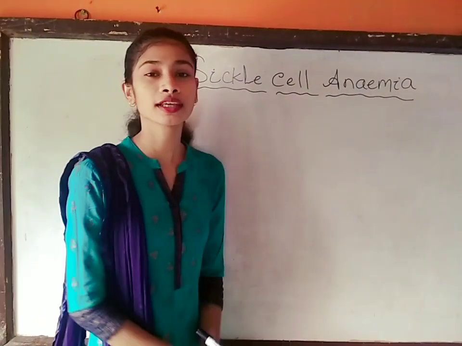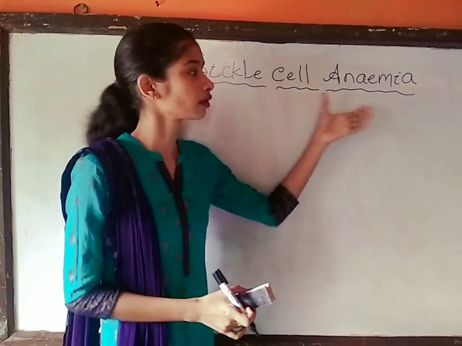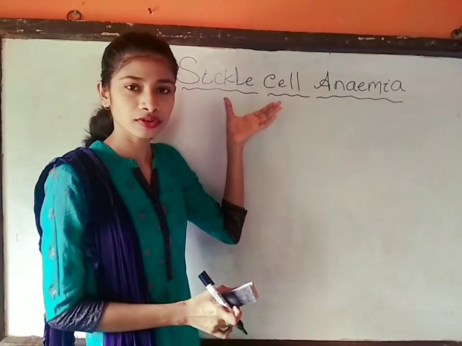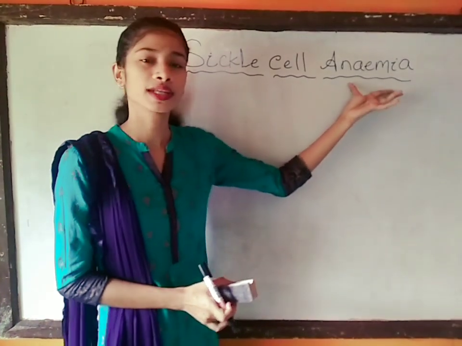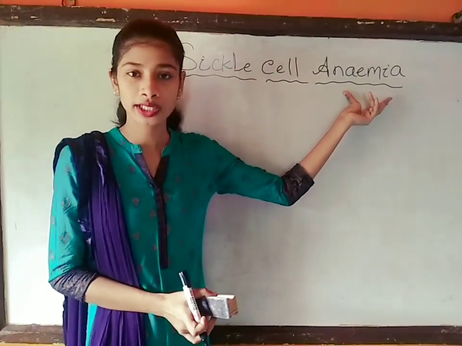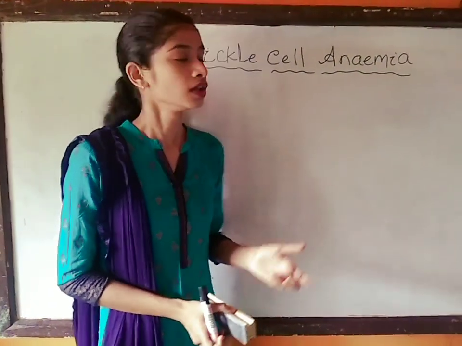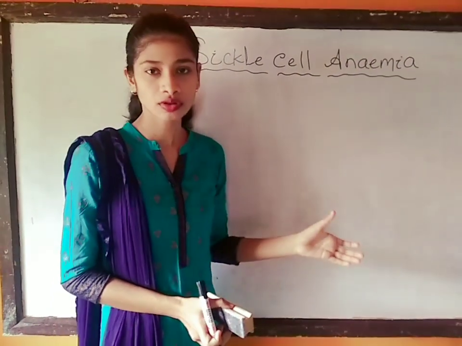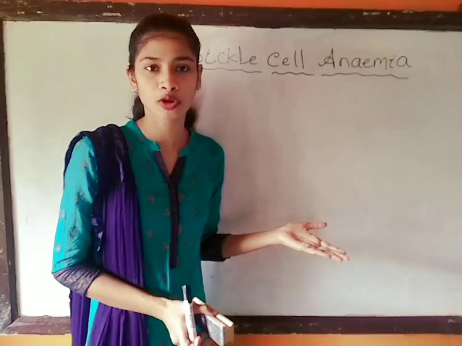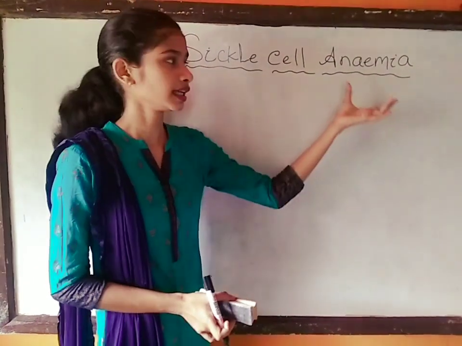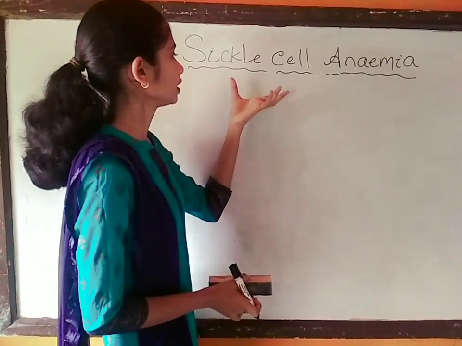So what are you thinking about this name? Anemia. Before that, sickle cell. You know what is anemia? Anemia is a blood disorder where oxygen deficiency is found in the blood. That is, hemoglobin is also deficient, or any defective hemoglobin is found in the RBC. That is anemia.